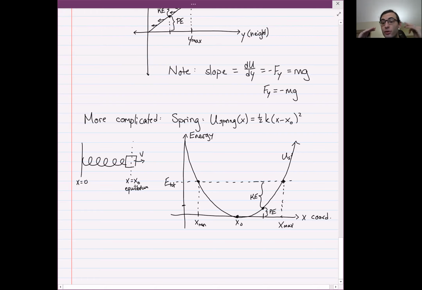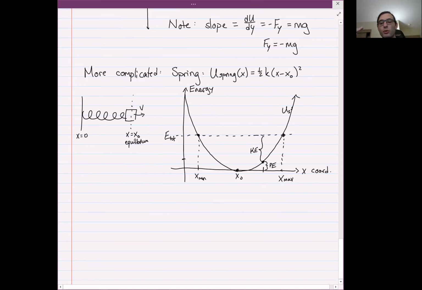And so right away, just by knowing the total energy of the system and where the object starts out, you can figure out the maximum and minimum amount that the spring can stretch and compress, because it's just given as when the total energy equals the potential energy.